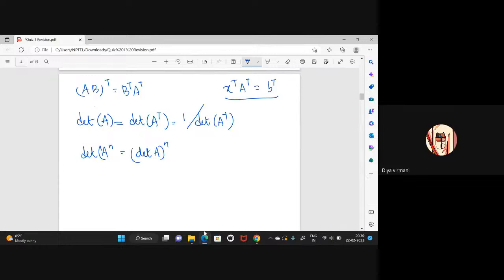Ma'am, can we conclude anything about determinant of AB? Determinant of AB is equal to determinant of A into determinant of B. But there's a condition to it also, no, ma'am? What condition? Like when this property will hold good, determinant of A into determinant of B, is there some condition out there? No. It is true always.